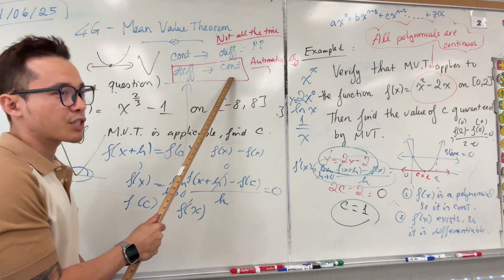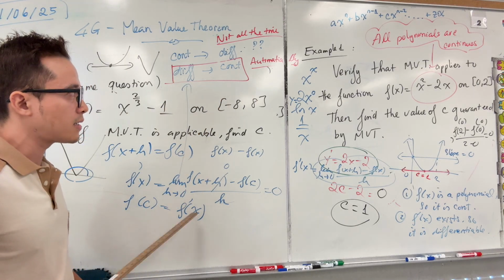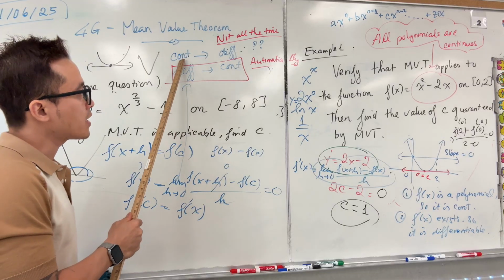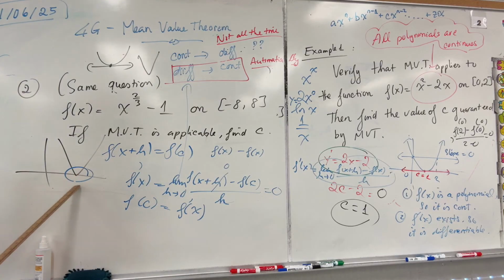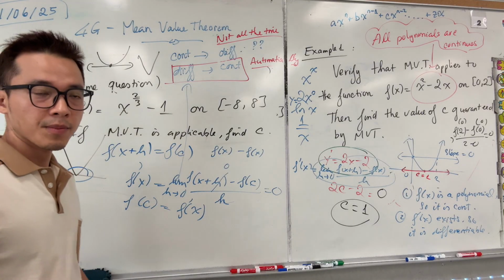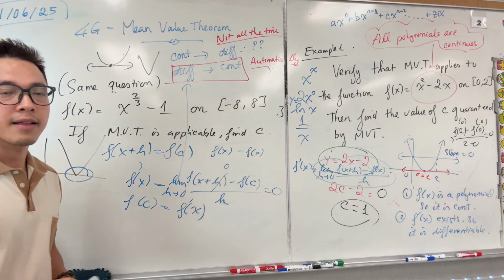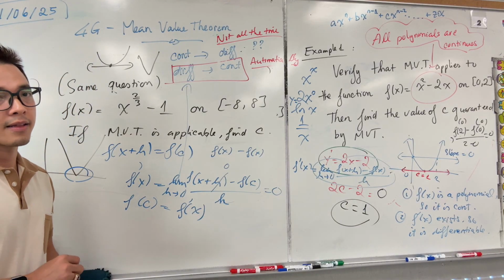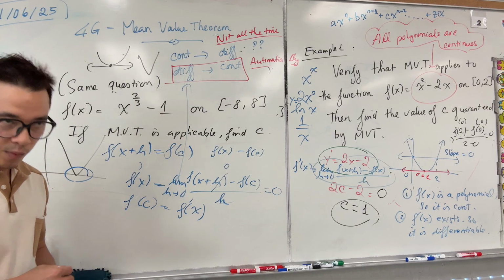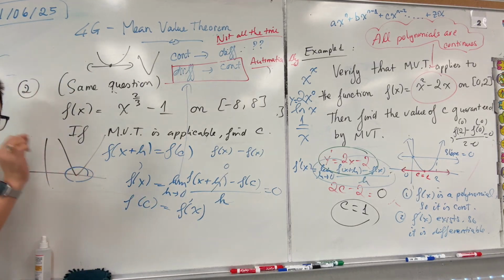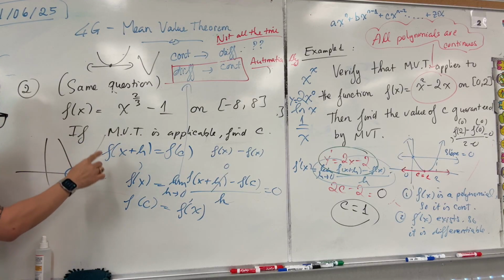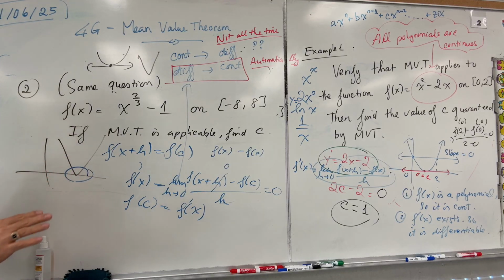So differentiable automatically continuous based on the definition. But continuous doesn't mean differentiable all the time. For example, if you have some sharp turn like this, no. So it only doesn't count for that it's not differentiable just because of that one point right there. Right. Differentiable means they need to have a slope at all the points. Right? If one point doesn't have slope, it's not differentiable.